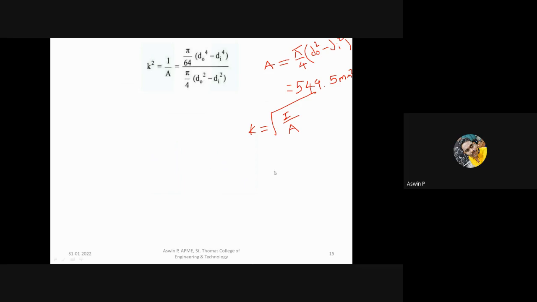When you do this calculation, one minute, let me take a pen. You will get the root of 8, 5, 8, 5, 9, divided by 549.